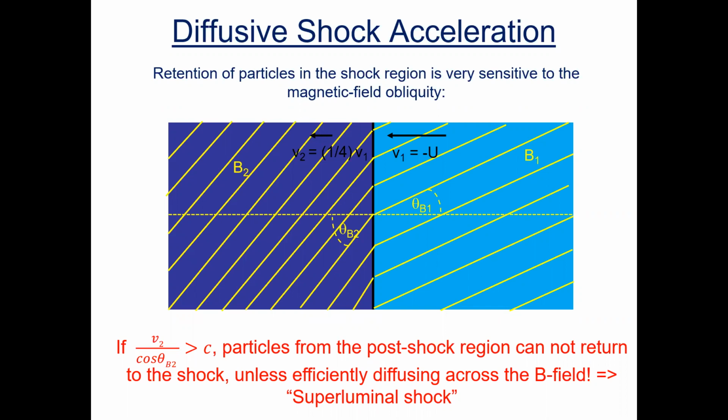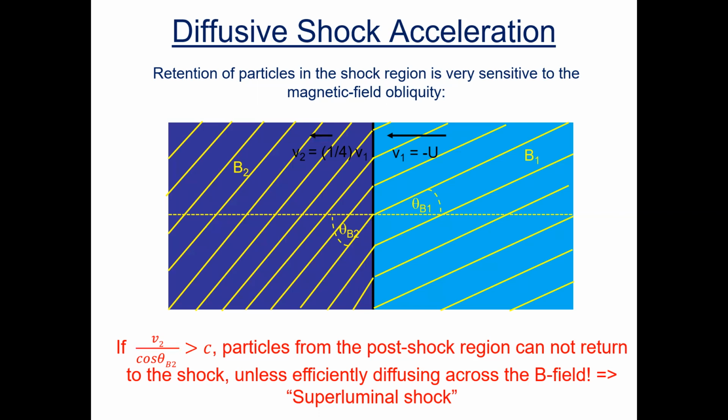And now when particles, say behind the shock, are trying to cross back in the magnetic fields, they're pretty much bound to move along magnetic fields, along magnetic field lines. And at the same time, everything is being swept away with this quarter of the shock speed, the V2 as we call it here. But if they're moving along the magnetic fields with some angle that we call theta V2, then the net catching up with the shock is really just the cosine of that angle times the particle speed.